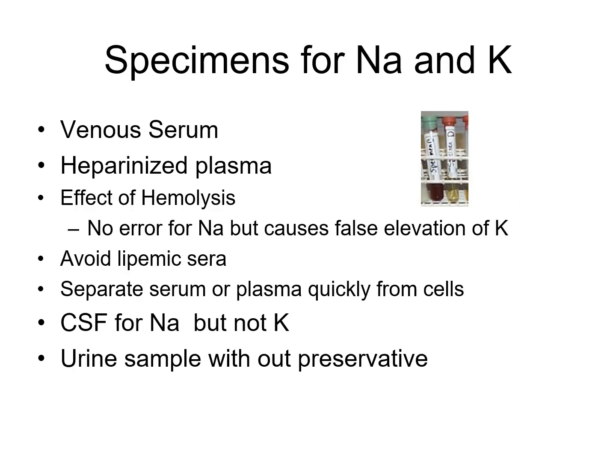What are the specimens that are used for sodium and potassium? We can use serum or heparinized plasma, but we cannot use a hemolyzed sample, as we know, because of the distribution of potassium and sodium in and outside the cell. We also need to avoid lipemic samples, and we need to quickly separate the serum or plasma from the cells. CSF determination can be done for sodium but not for potassium, and a urine sample without preservative is possible.